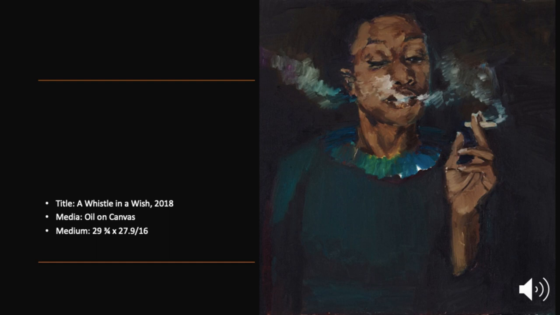pool of darkness. This 29 by 27 oil painting invites the viewer through the appearance of a one-eyed gaze from a woman. She actually has both eyes open, but if you look, the right eye is a little bit wider. Her downward stare takes us to small jagged stabs of ribbon, suggesting the smoke from the cigarette.